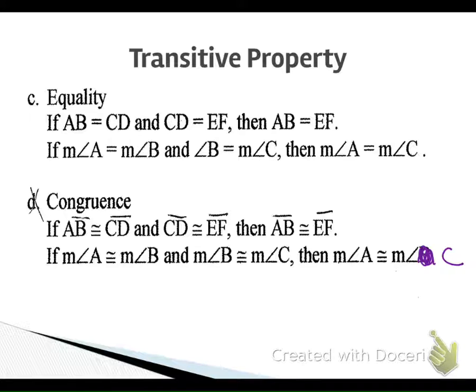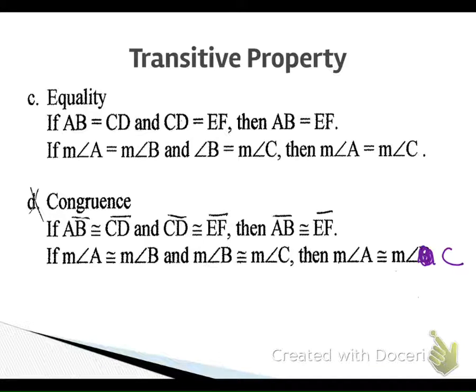Our transitive property of equality: if AB equals CD and CD equals EF, then AB equals EF. The same thing can be applied with angles. If the measure of angle A equals the measure of angle B, and the measure of angle B equals the measure of angle C, then the measure of angle A equals the measure of angle C, and you see the same thing being applied in the congruence below.